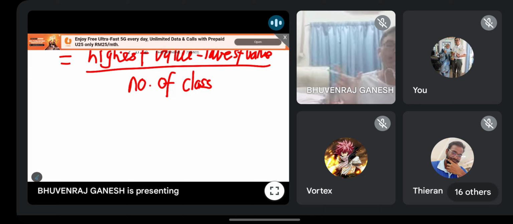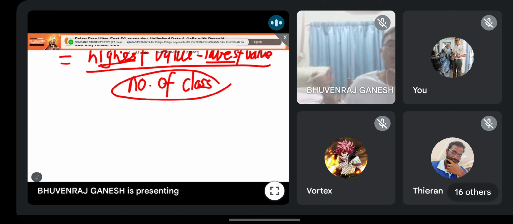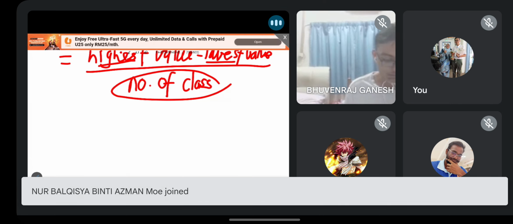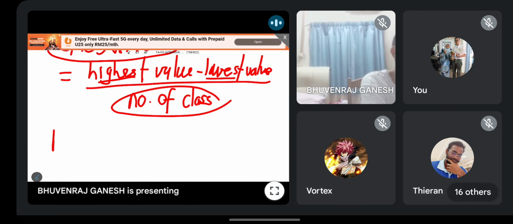Apa julat dia? What is the range from the highest to lowest value? Itu sebab kita ambil highest tolak lowest bahagi dengan bilangan kelas yang kita kena ada, the number of class. Okay, so I hope you all understand the formula to get the interval. Okay, so how about midpoint formula, guys? Titik tengah, macam mana nak kira?